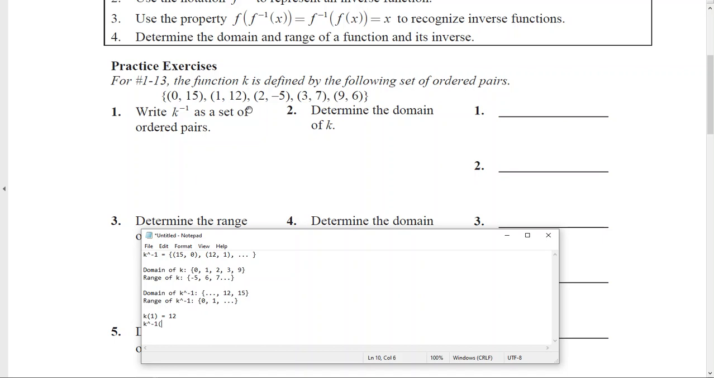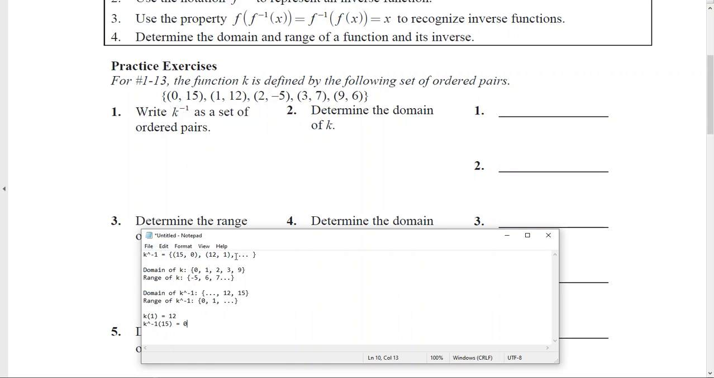let's just say I asked you what k inverse of 15 is. I don't think they do, but I don't have my full k inverse function listed here. If they asked me what k inverse of 15 was, I would say, okay, 15 is an input, not in the original function, but 15 is an input in the inverse function. And what is its matching output? Its matching output would be 0. So k inverse of 15 would be 0.